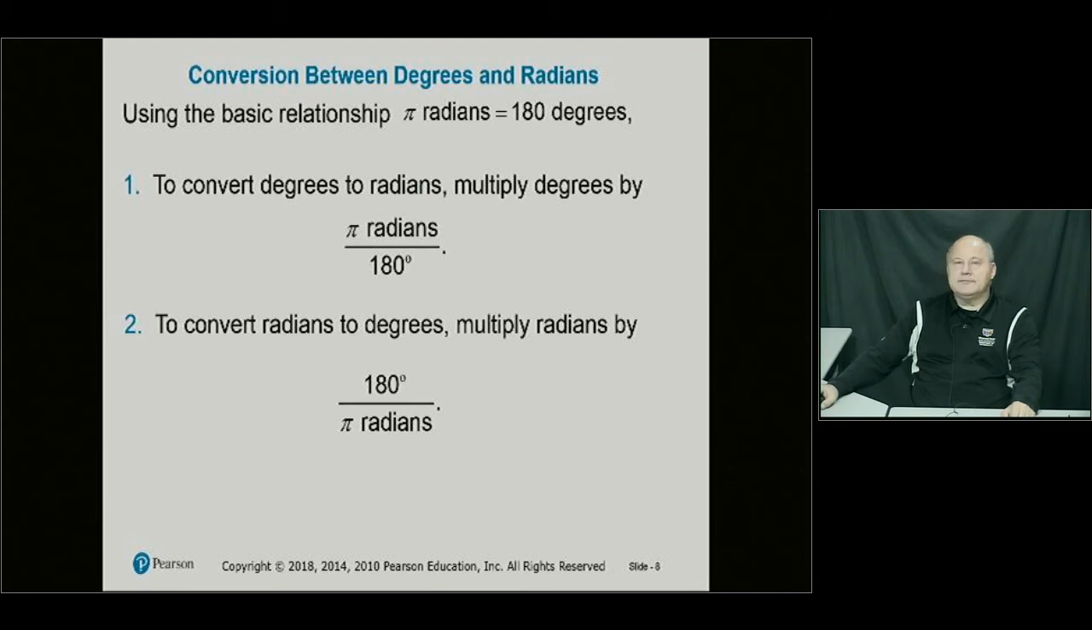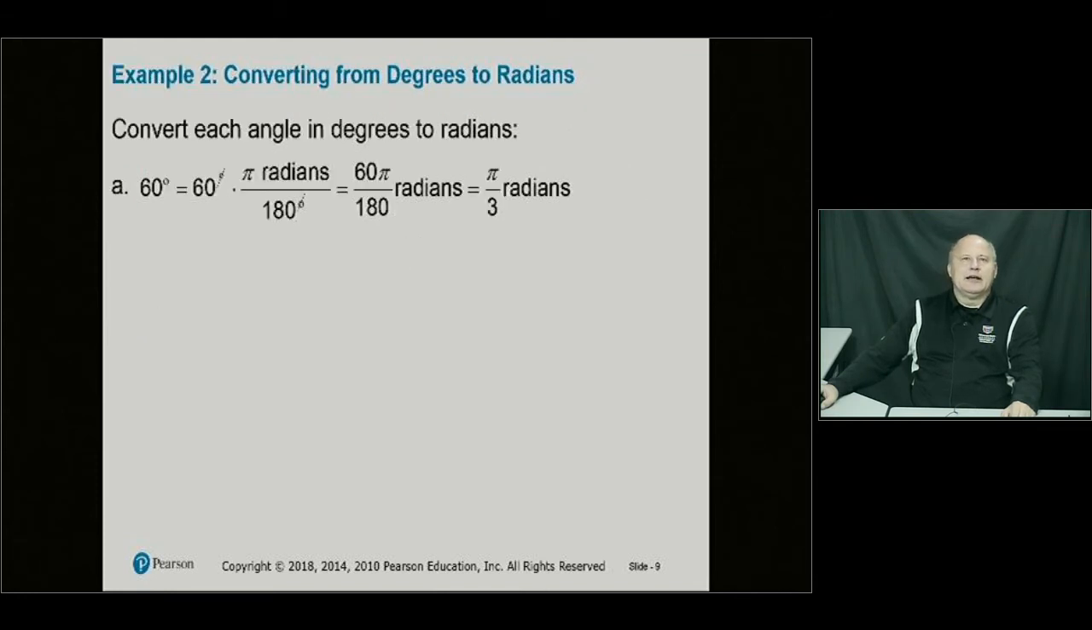Okay? So let's look at another example. If we're going to convert each angle from degrees to radians, say you have 60 degrees, we're going to multiply 60 times pi over 180, and the degrees would cancel, right? So you get 60 pi over 180. Now, 60 pi over 180 reduces to pi over 3 radians. So 60 degrees is the same thing as pi over 3 radians.